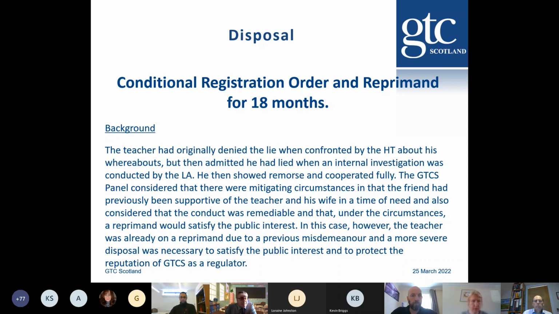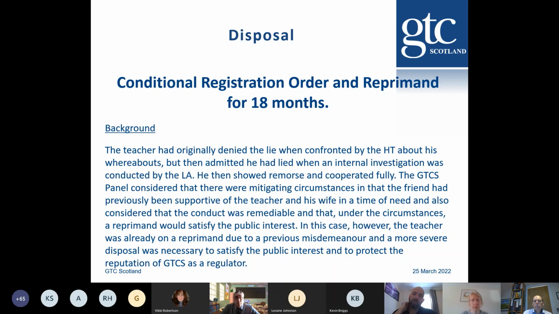The GTC Scotland panel considered that there were mitigating circumstances in this case, however, and that the friend had previously been supportive of the teacher and his wife in a time of need, and also considered that the conduct was remediable and that under the circumstances, a reprimand would satisfy the public interest. So most of the thinking, as I say, was absolutely bang on, because initially the panel were moving towards a reprimand. In this case, however, the teacher was already on a reprimand due to a previous misdemeanor, and a more severe disposal was necessary to satisfy the public interest and to protect the reputation of GTC Scotland as a regulator.